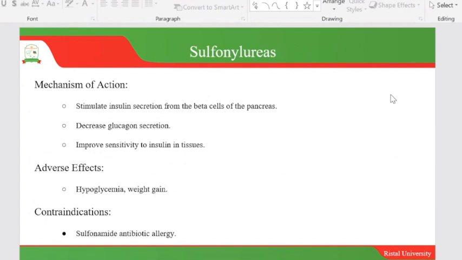Contraindications. They are contraindicated in people who have allergy to antibiotics that contain sulfonamides in them. So if someone has ever been given antibiotics that contain sulfonamides and the person reacted to them, then the person should not be given this kind of medication because they also contain sulfonamides and they will end up also reacting to them.